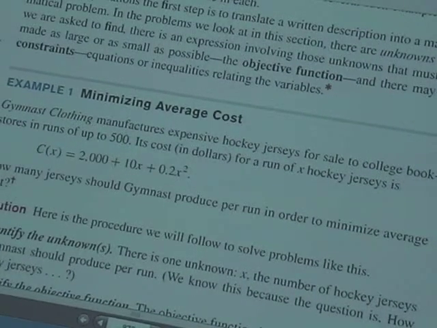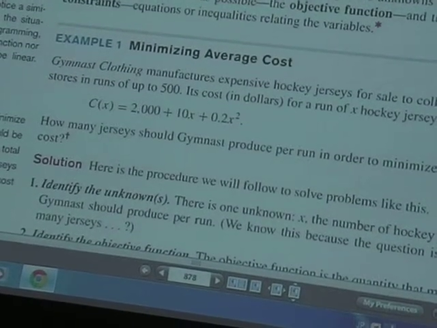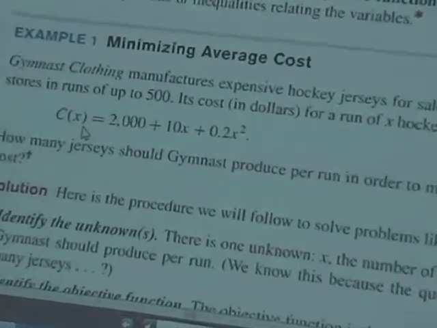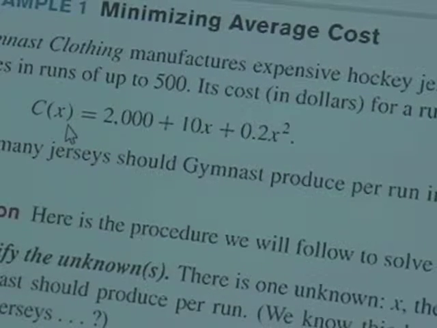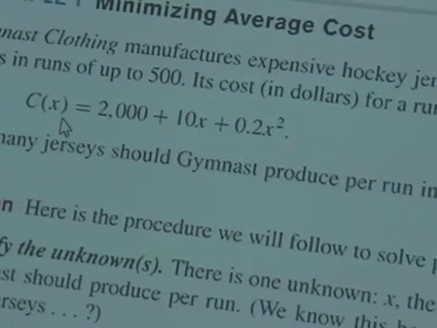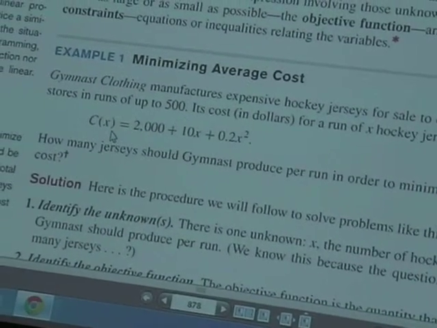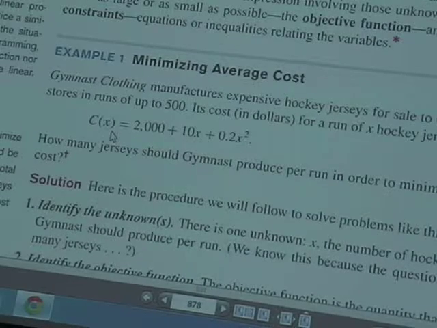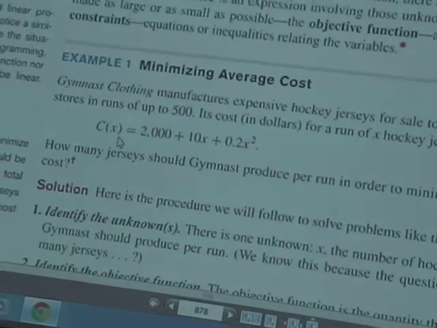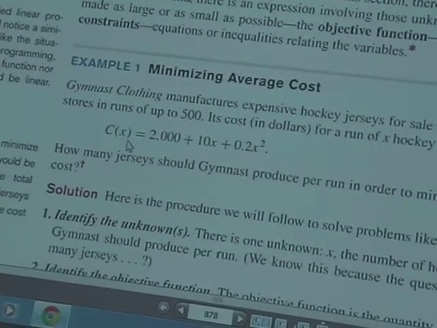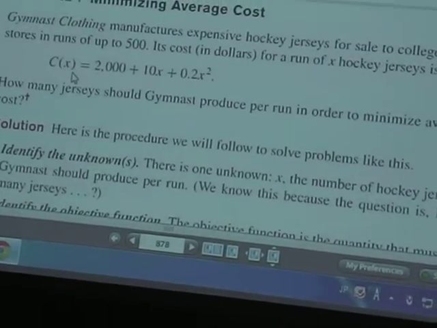So we have a cost function here. It says the cost is 2,000 plus 10x plus 0.02x squared. Now, this is a total cost function. That means if you put in x equals 1, that's the total cost for making one item. If you put in x equals 2, that's the cost of making both items, the first and the second. If you put in 3, it's the cost of making all 3.